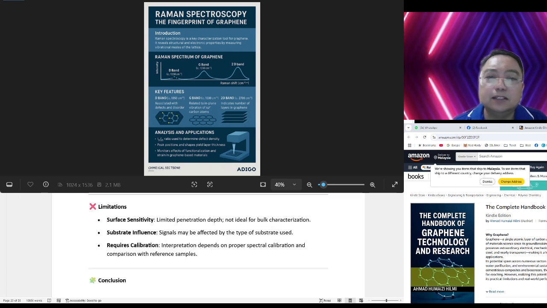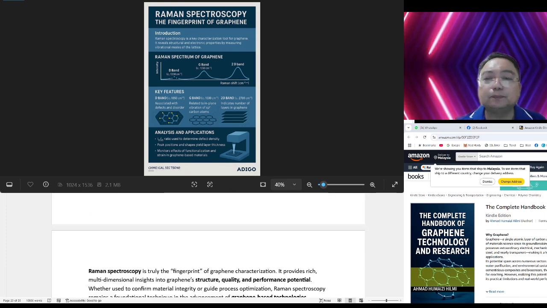Limitations: surface sensitivity, which means limited penetration depth, so it is not ideal for bulk characterization. Substrate influence: the signal may be affected by the type of substrate used. Requires calibration: interpretation depends on proper spectral calibration and comparison with reference samples.